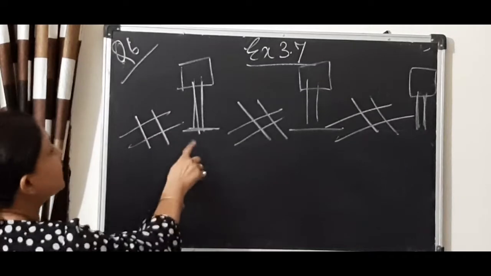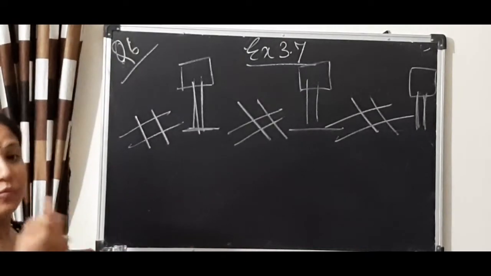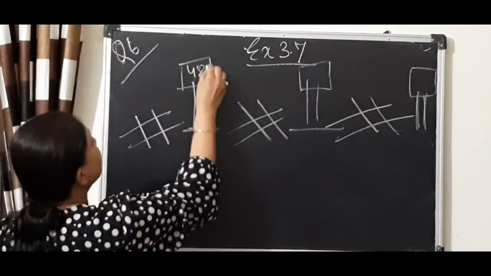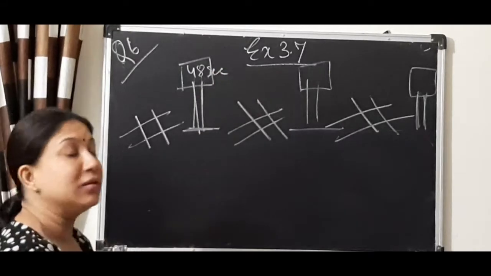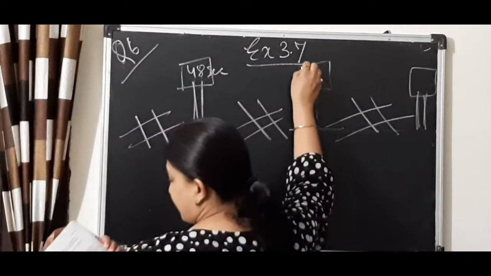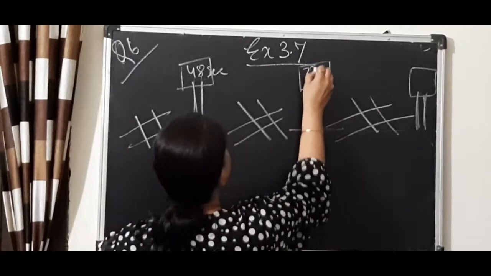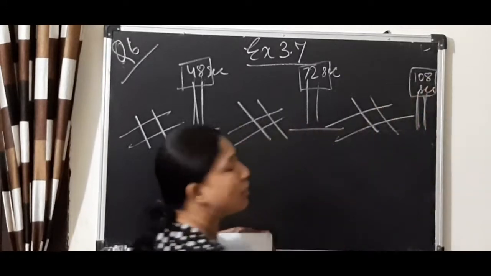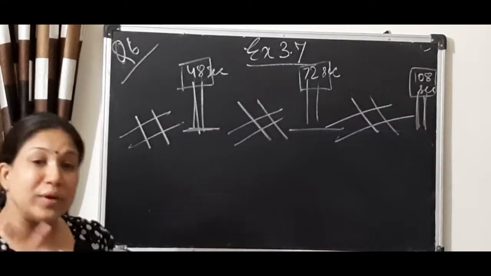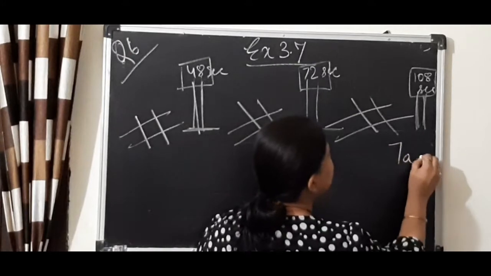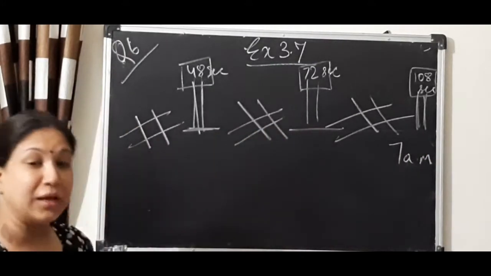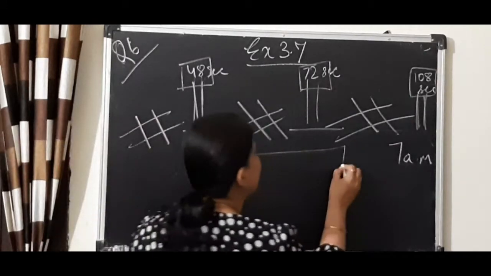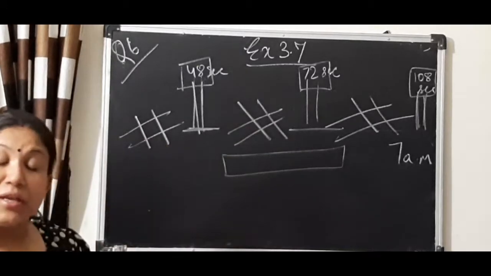There are three road crossings and on each crossing there is a traffic signal. The first traffic signal changes from one color to another, from red to green or to yellow, after every 48 seconds. The second crossing's signal changes after 72 seconds and the third after every 108 seconds. The question is: when it is 7 a.m., find out the time when these signals will change together again.